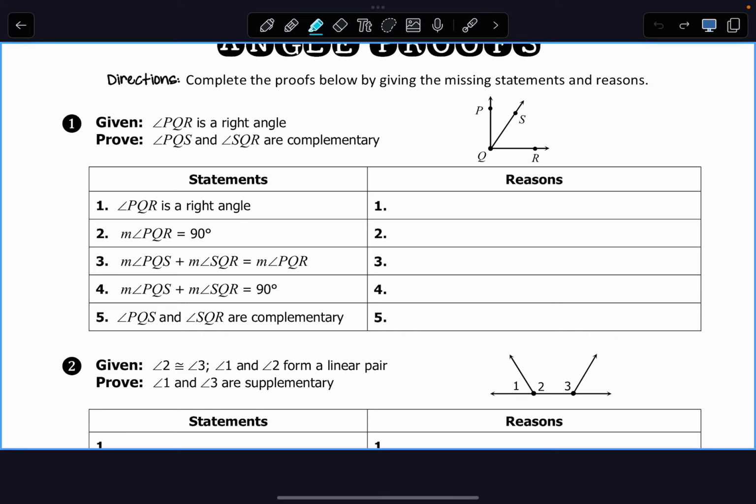Let's talk about how we're going to see these in a proof. So go ahead and turn to page 20. I want you to just look at that picture. We are trying to prove that those two angles are complementary, and we are given that PQR is a right angle. Does this seem reasonable? Let's go ahead and write in that we have our given information.